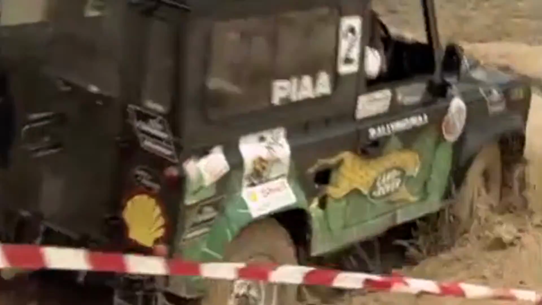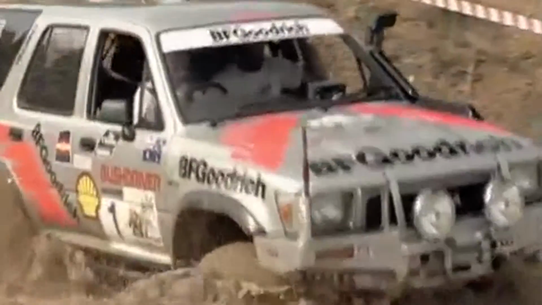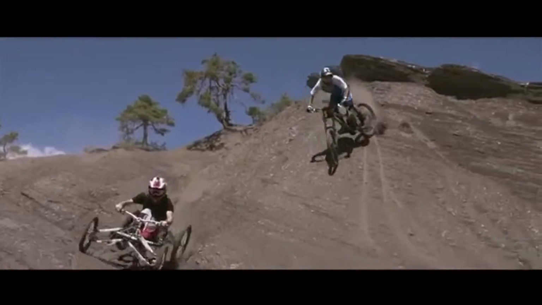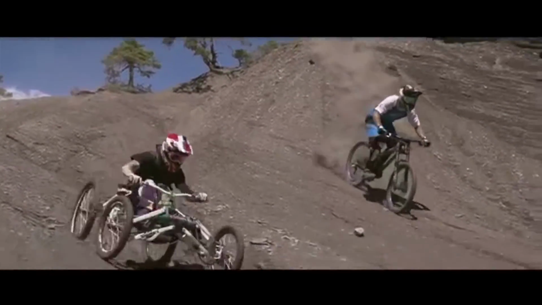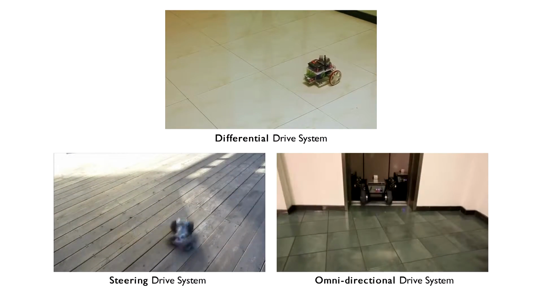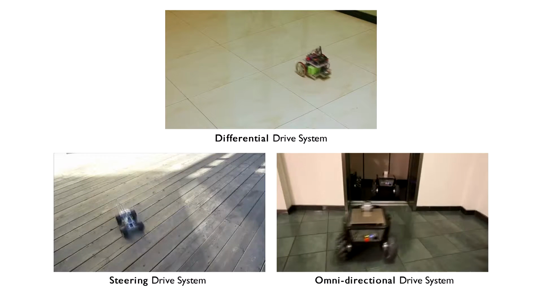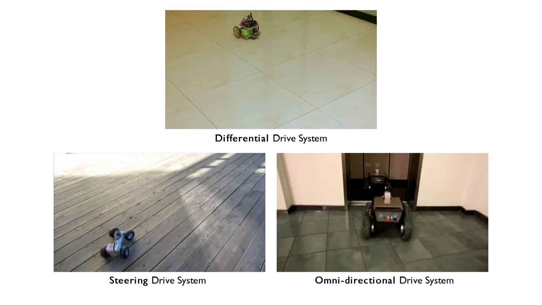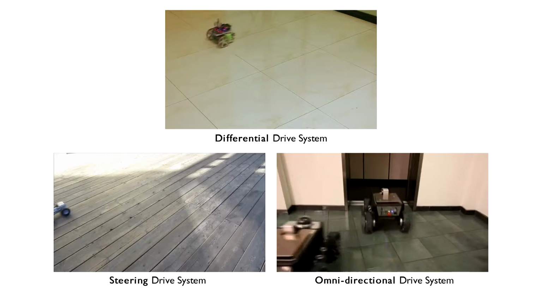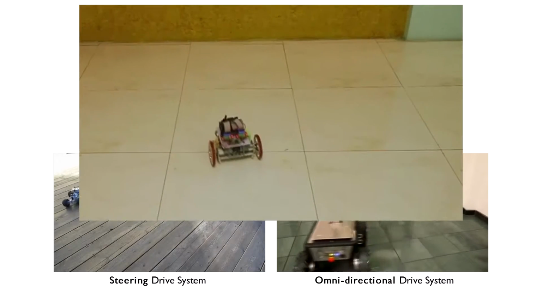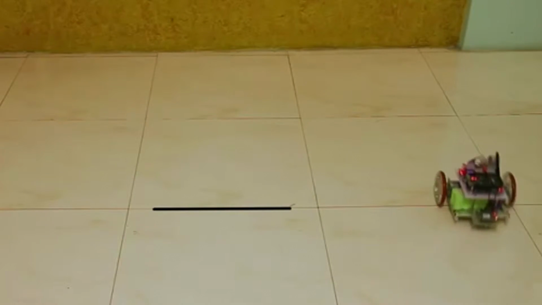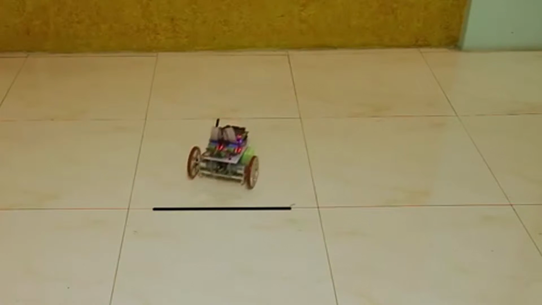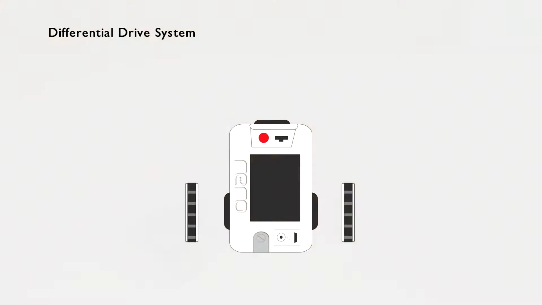The drive system determines its suitability to work in the desired environment, and how well it can carry out a given task. Wheeled robots also incorporate different kinds of driving methods to perform the given task effectively. We will discuss 3 types of driving methods in this lesson. The first one is called a differential drive system. It drives the robot by using 2 independent drive wheels.